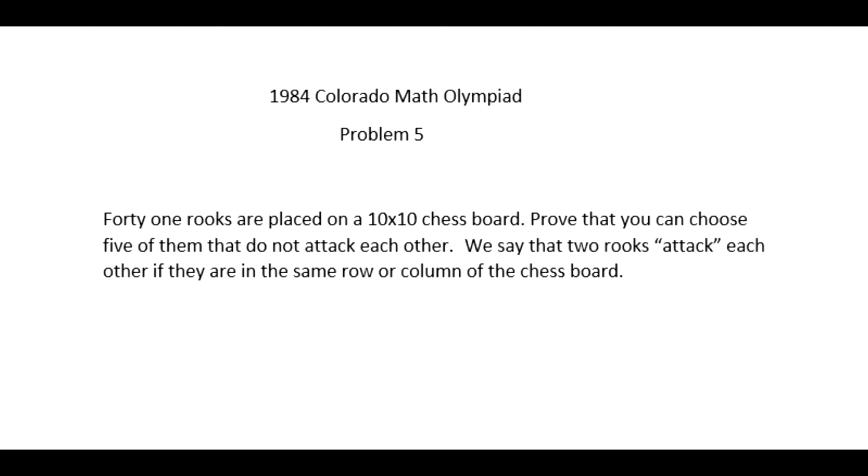This is 1984 Colorado Math Olympiad. Problem number 5. 41 rooks are placed on a 10 by 10 chessboard. Prove that you can choose 5 of them that do not attack each other. We say that 2 rooks attack each other if they are in the same row or in the same column.